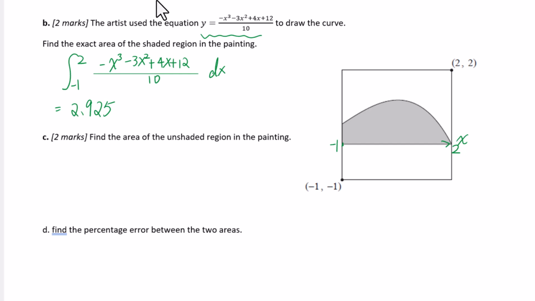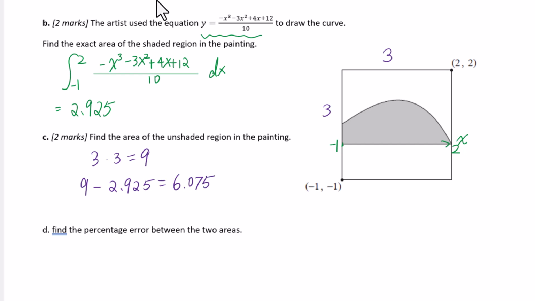Let's go to C. Find the area of the unshaded region in the painting. This is a square frame. So the width is 3 and the length is 3. 3 times 3 is 9. This is the area of the frame. So 9 minus 2.925 equals 6.075.